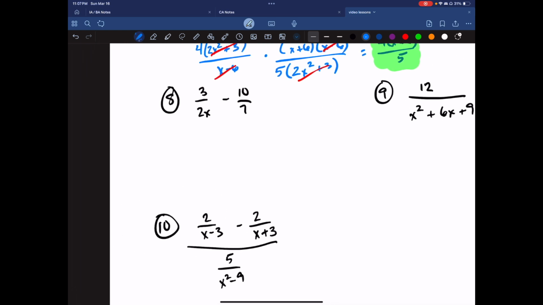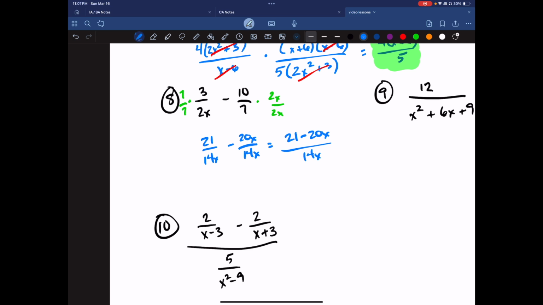Right? On 8, I have to get a common denominator. So you multiply each fraction by what it doesn't have. Okay, so I'm going to multiply this side by 7, this side by 2x. So it's going to be 21 over 14x minus 20x over 14x. So this is going to be 21 minus 20x all over 14x.